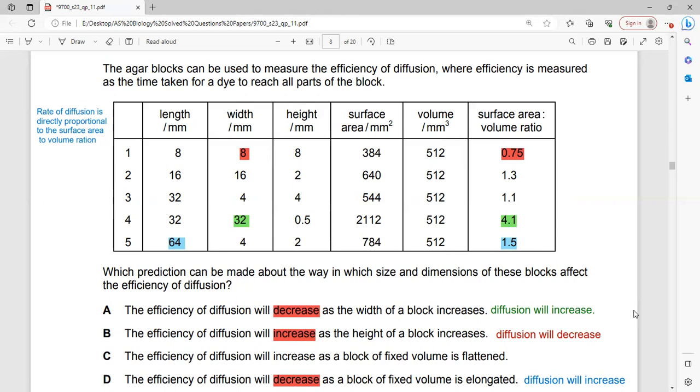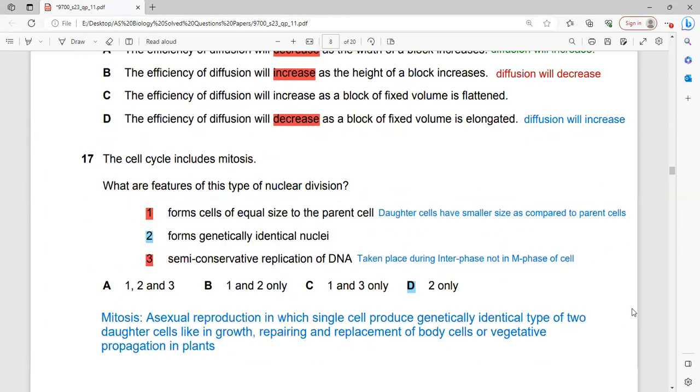While D says the efficiency of diffusion will decrease as the block of fixed volume is elongated. Elongated means you're increasing the length. You can see that the length is 64, and comparatively it has the second highest value, 1.5, in the surface area to volume ratio. So by increasing the length, there should be a minor increase of diffusion. But the option says decrease, so that's why it is wrong. So C is our correct answer. We're going to proceed to the next question here.